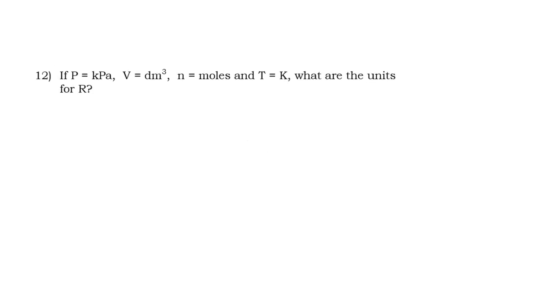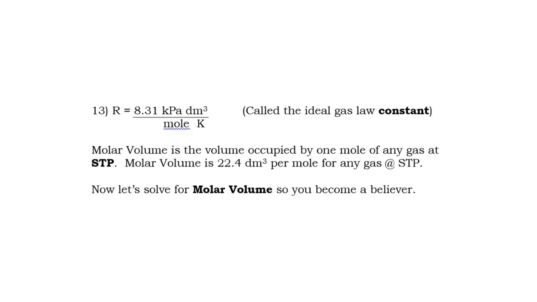So there it says right there: P in kilopascals, V in decimeters cubed, n in moles, and T in Kelvin. So what are the units? Well, the units are kilopascals, decimeters cubed, per mole Kelvin. And so here's the actual value. It is 8.31. Now there's a number of values that are equal to R, but it only happens when they change the units. So on this one, we're going to keep the units kilopascals, decimeters cubed per mole Kelvin, and that is 8.31. That is our R value, and that's called the ideal gas law constant.